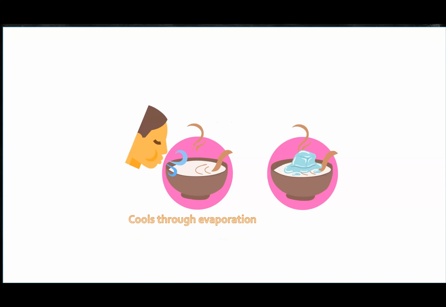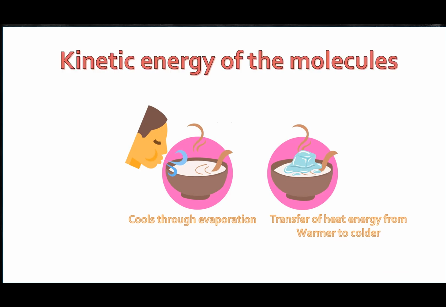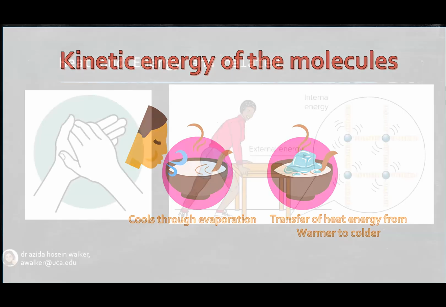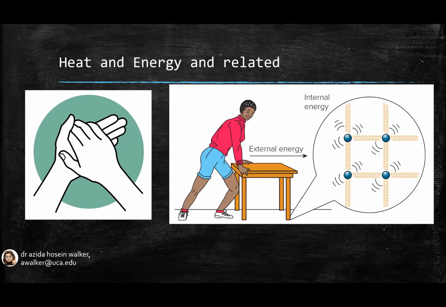In the first case, we are cooling down our soup through a process called evaporation. And in the second step, we are actually cooling down our soup through the transfer of heat energy from the warmer soup to the colder ice. In either case, we have this transfer of heat affecting the kinetic energy of the molecules. So heat and energy are related.